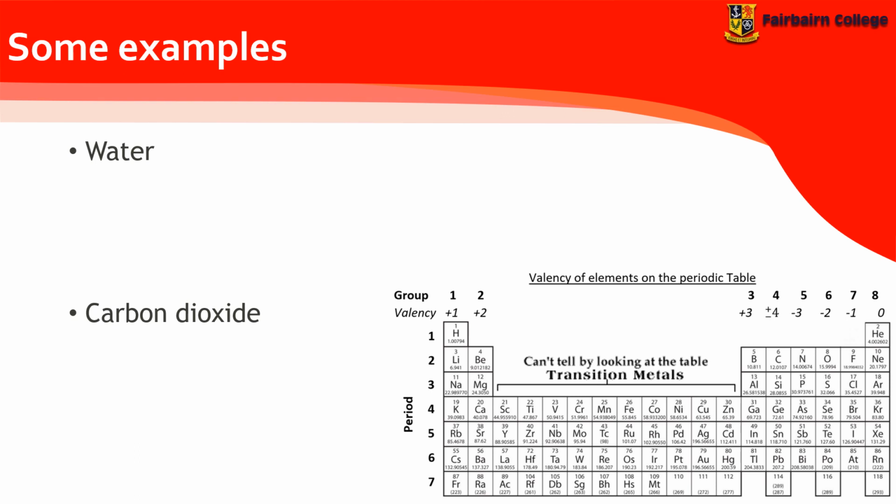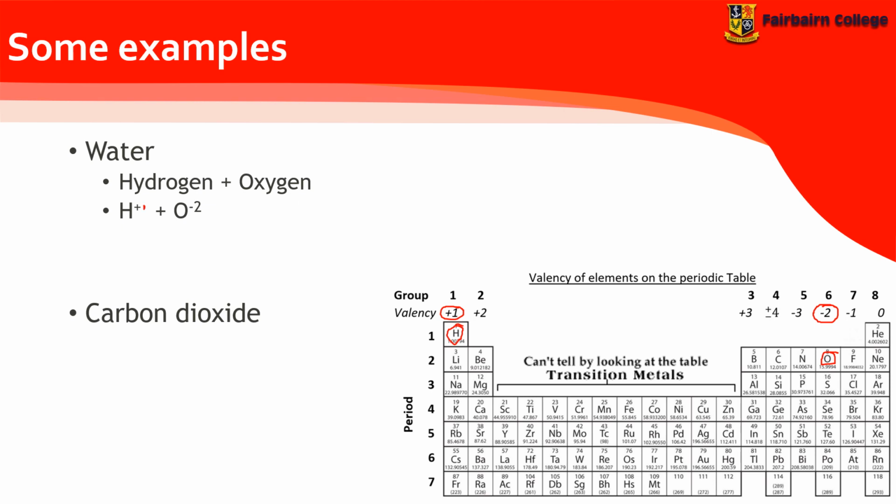For the next 2 examples, we have water and carbon dioxide. Water we know is hydrogen and oxygen. So we go look at the periodic table and we see hydrogen and oxygen. We see the valency for hydrogen is +1 and the valency for oxygen is -2. So we write that down. We say H +1, O -2.